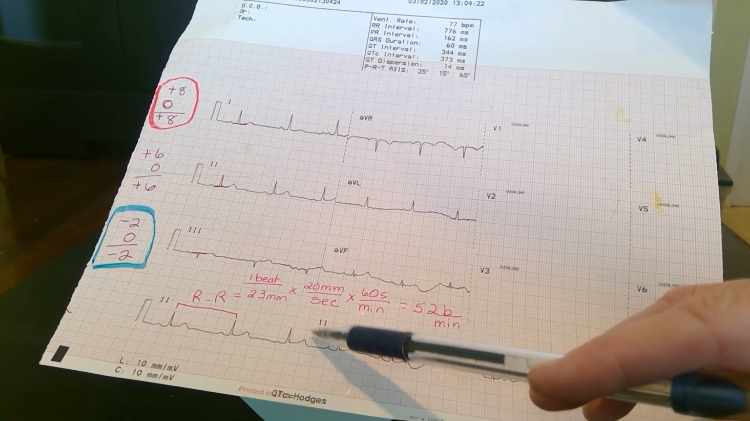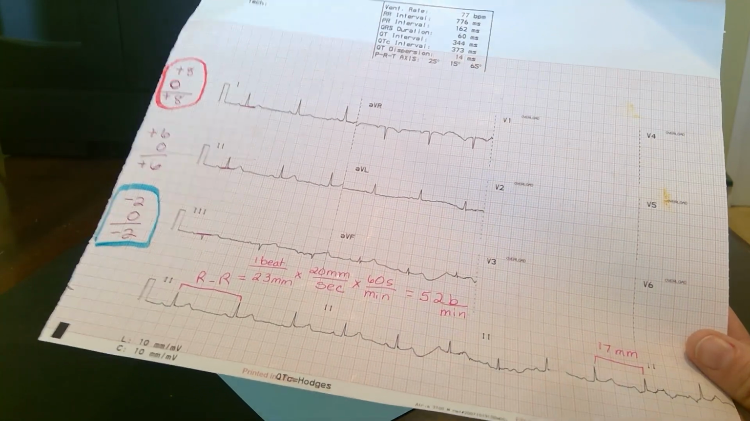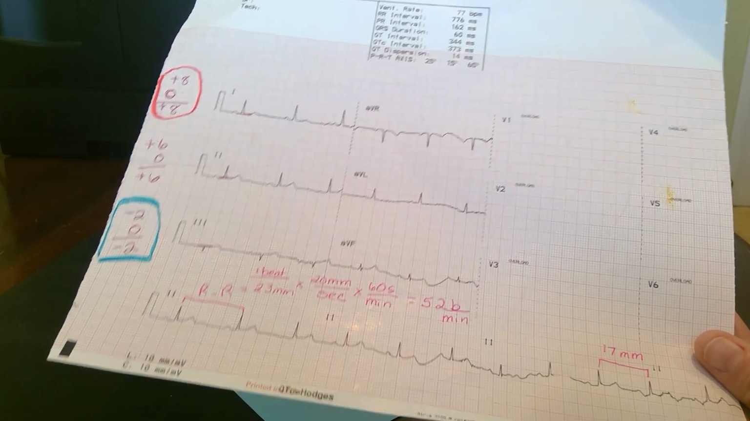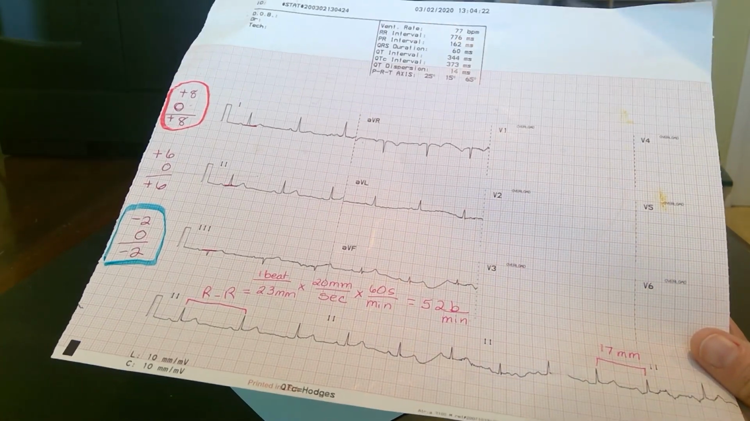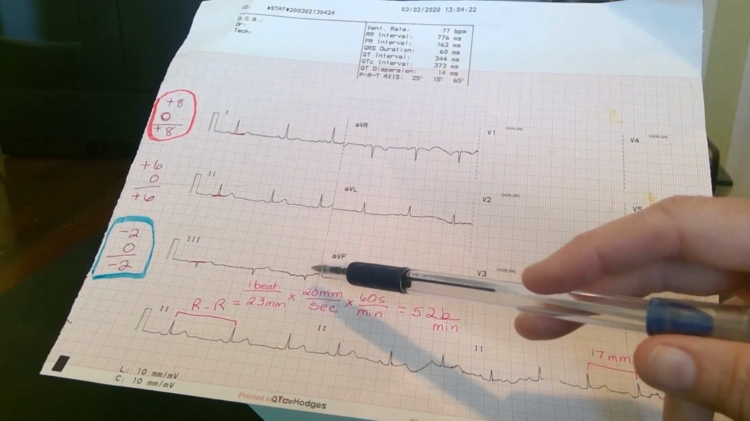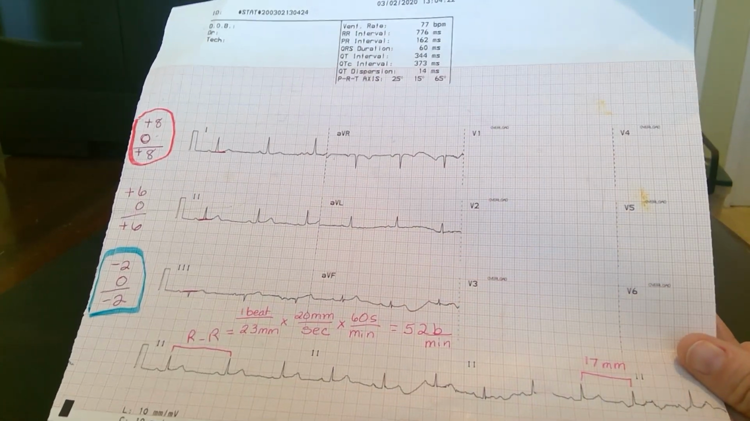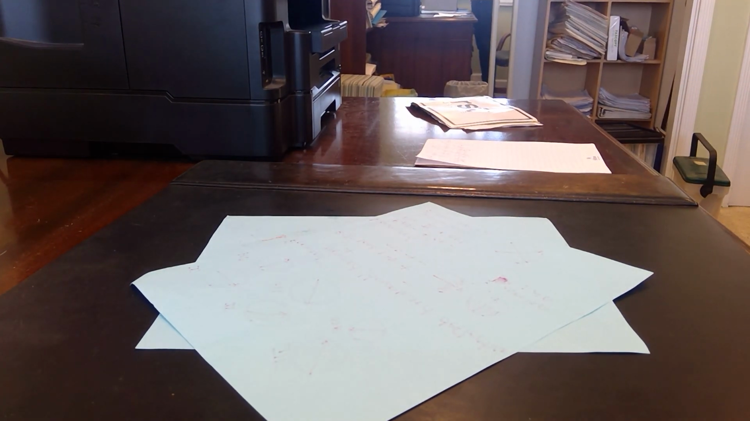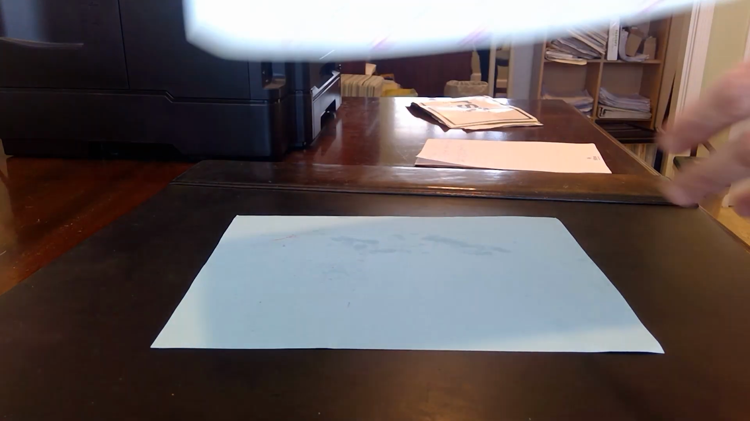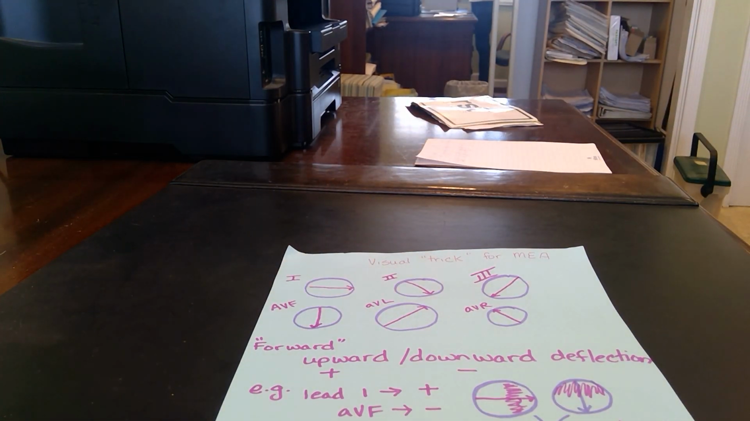You will need to count the boxes and the little dots inside. Again, each box is a 5 by 5 millimeter. So you can count the millimeters going across. Then multiply by paper speed and then convert to beats per minute. The next thing I want to show you is the visual trick on how to calculate MEA.